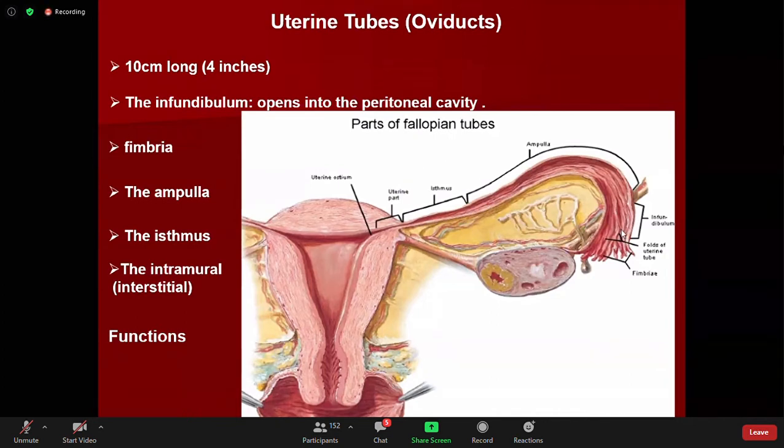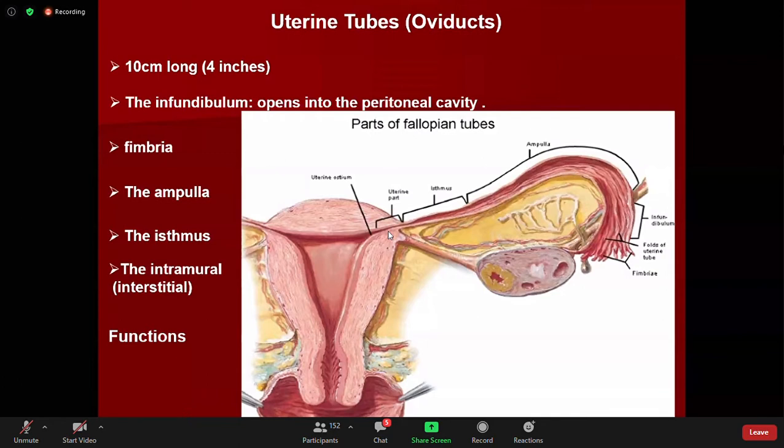So the parts of the fallopian tube: fimbriae, finger-like projections that pick up the ovum, then the infundibulum, and then the ampulla, the widest part, which narrows down to the isthmus, and then within the wall we have the interstitial or intramural part.